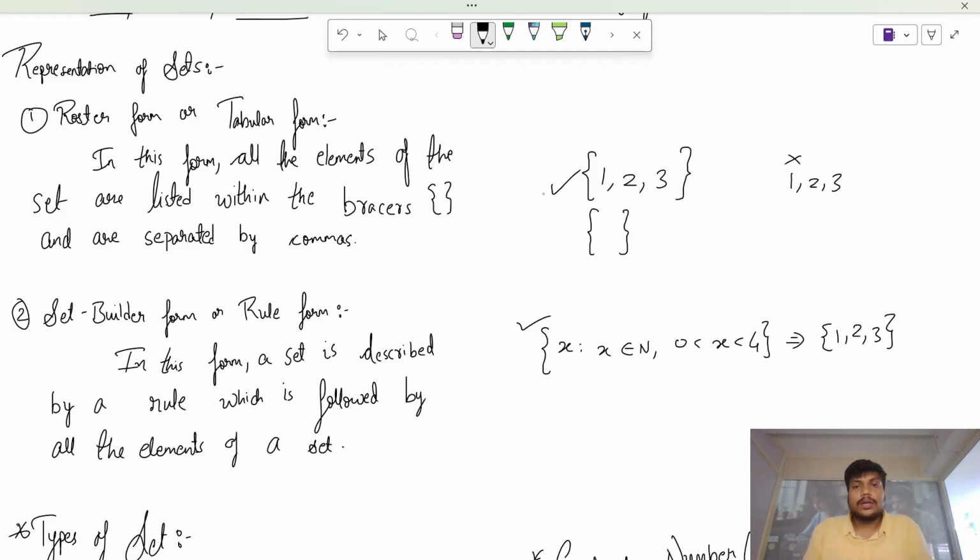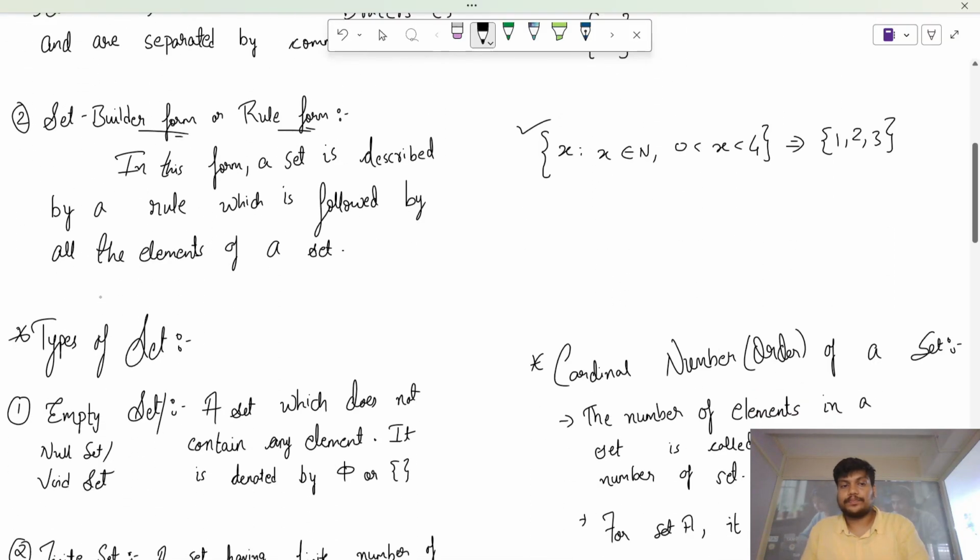The first one is called roster form or tabular form, and the other one is called set builder form or rule form. Why? Because here we are directly listing out the elements, and here we are giving some rule. We are following some rule to describe what the element should look like, and then we are using that to describe what a set would look like. This is set builder form.